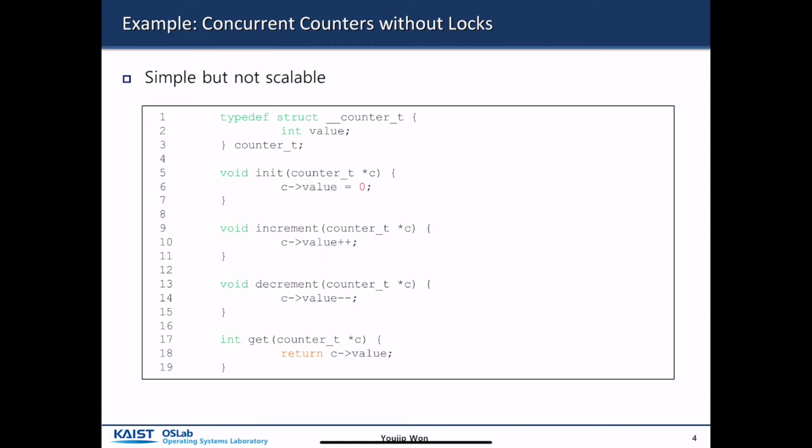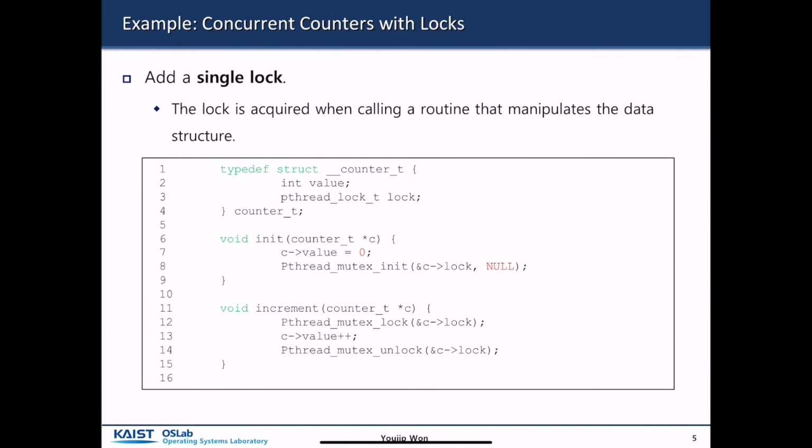So this is a counter, and it contains a value field. And there are four functions: init, increment, decrement, and get. In the init function, it initializes the value to 0, and the increment function increases the value by 1. The decrement function decreases the value by 1, and the get function returns the value. For this data structure to be thread safe, every instruction should be properly protected by the lock. So it has to be updated with a lock.